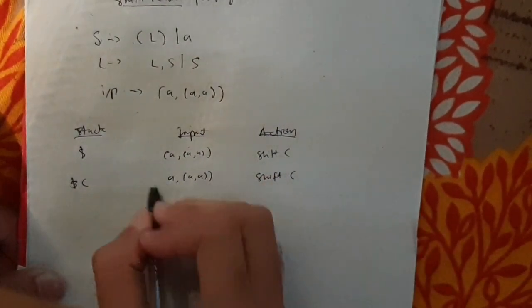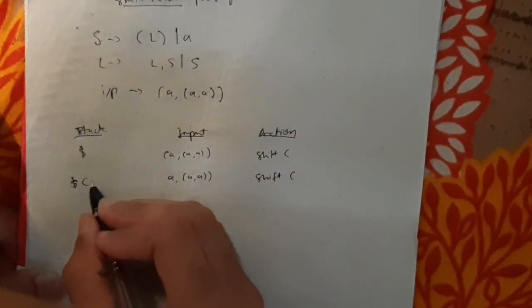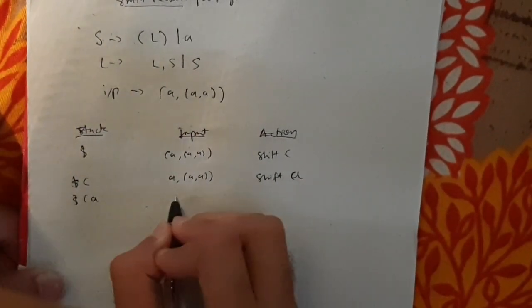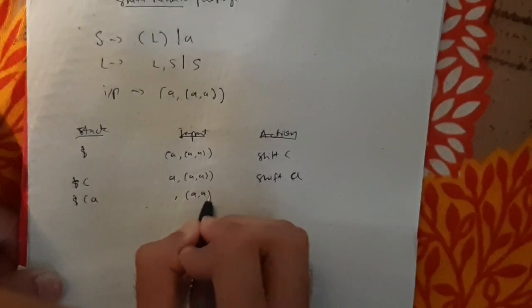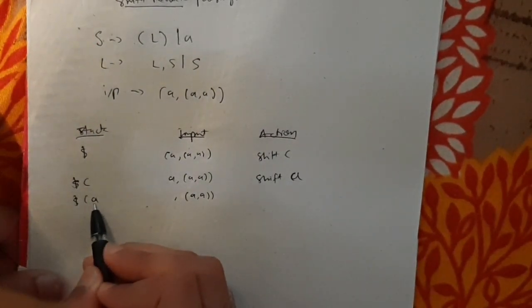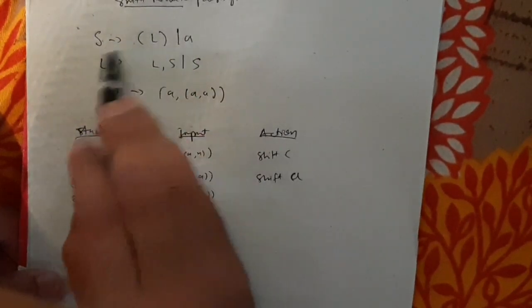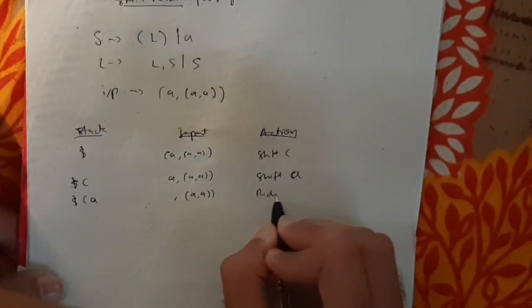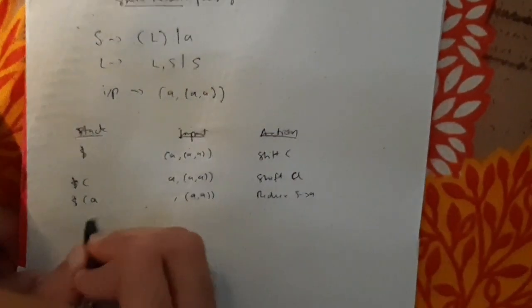Shift opening bracket, and after that since a is present here you will be shifting a as well, so we can make it as opening bracket a comma a. And here we will be seeing, okay, a is present here. For a, a can be reduced to s, right? So for this I will write reduce s to a, so a will be reduced as s.